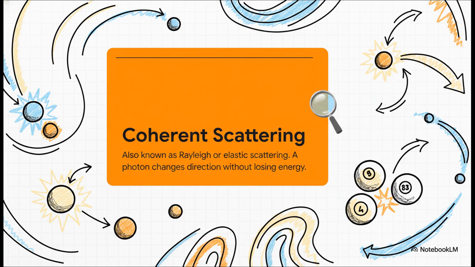You'll hear this process called a few different things, and it's actually pretty useful to know them. You might see it as Rayleigh scattering, or classical scattering, or elastic scattering. They all mean the exact same thing. And the really important word there is elastic. Think about a perfect billiard ball bounce, where one ball hits another and bounces off without losing any speed. That's what's happening here. The photon changes its direction, but it keeps every bit of its original energy. It's just a deflection, not an absorption.